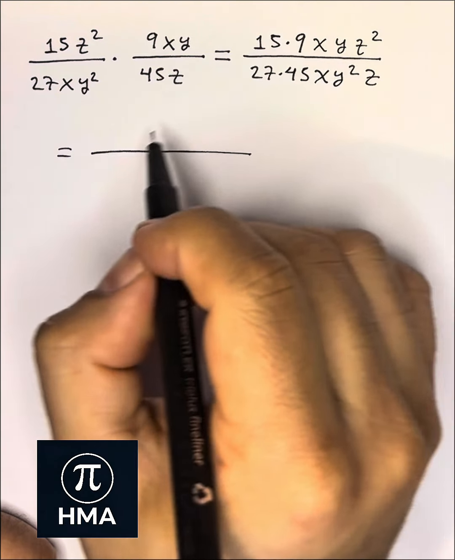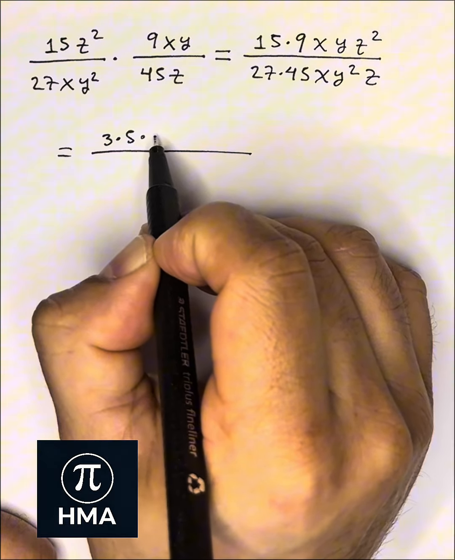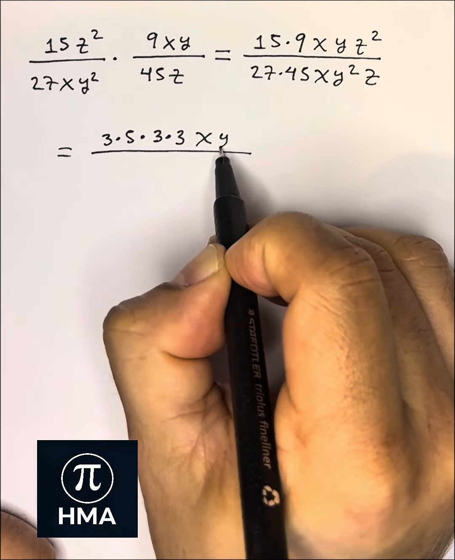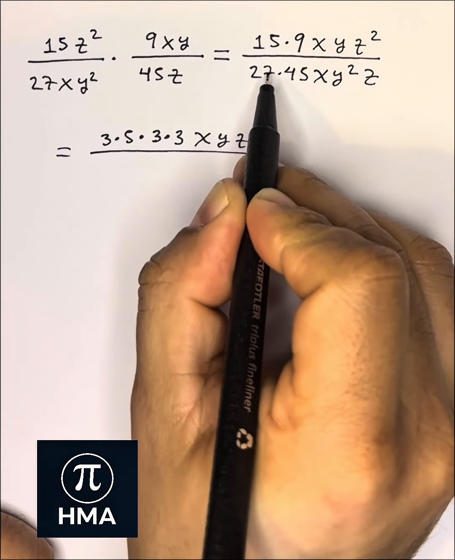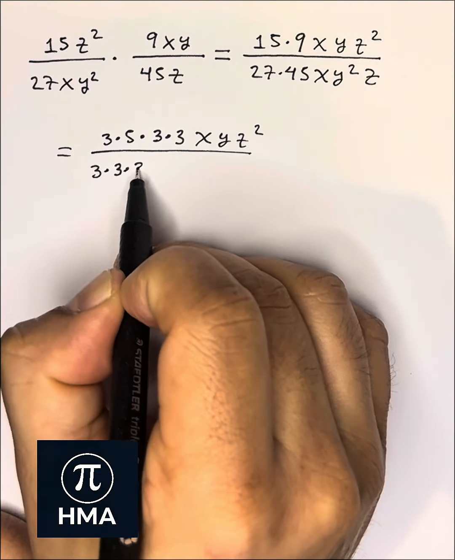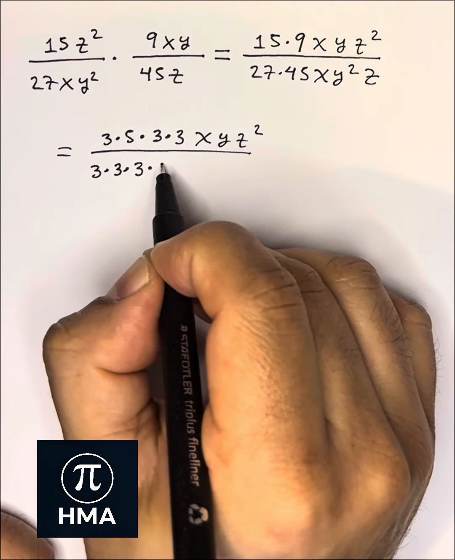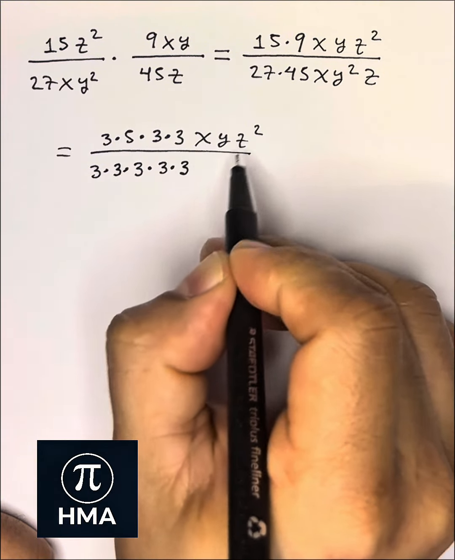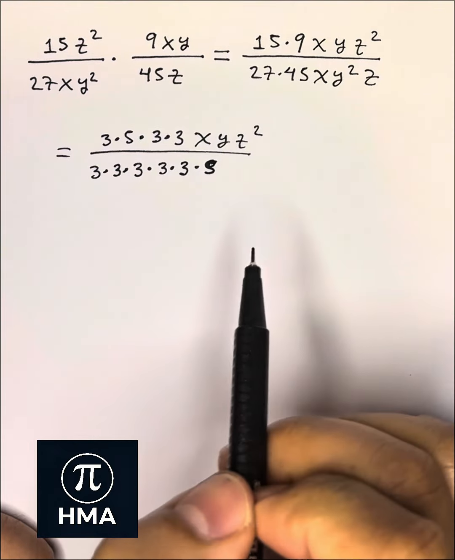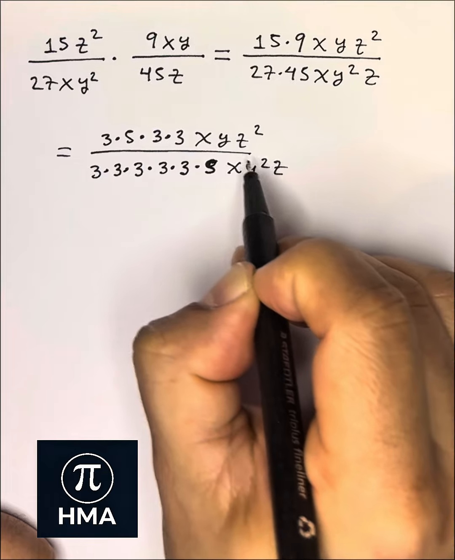Let's write the numbers as factors. The 15 could be written like 3 by 5, right? And the 9 could be written, for example, like 3 by 3. And then we have the variables x, y, and z square. In the denominator, we have the 27, that could be 3 by 3 by 3. This is 27. And the 45 could be written like 3 by 3, 9, 9 by 5, right? This will be 45. And then we have x, y square, and z.